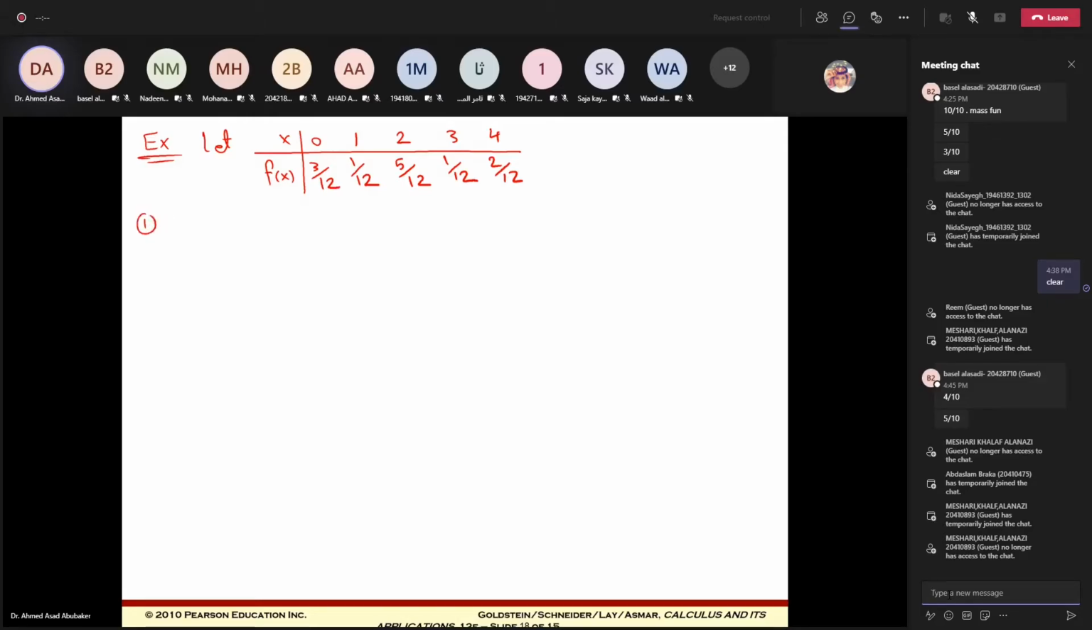Number one, we need to find the expected value, and then find the variance. We need to find the variance and standard deviation.